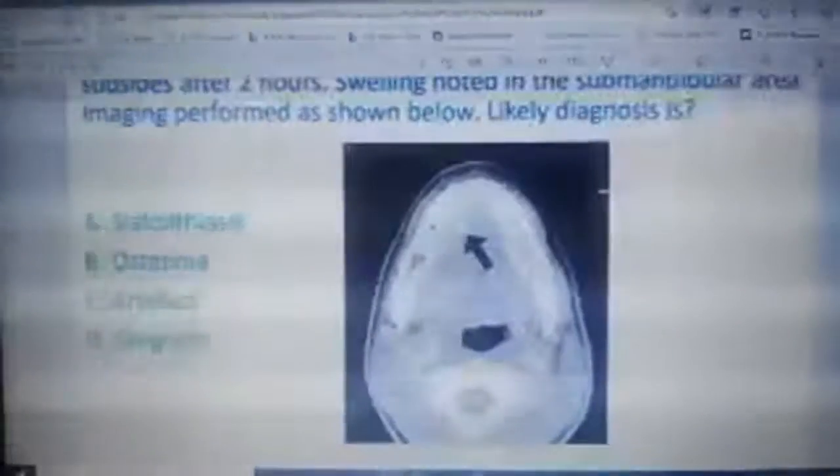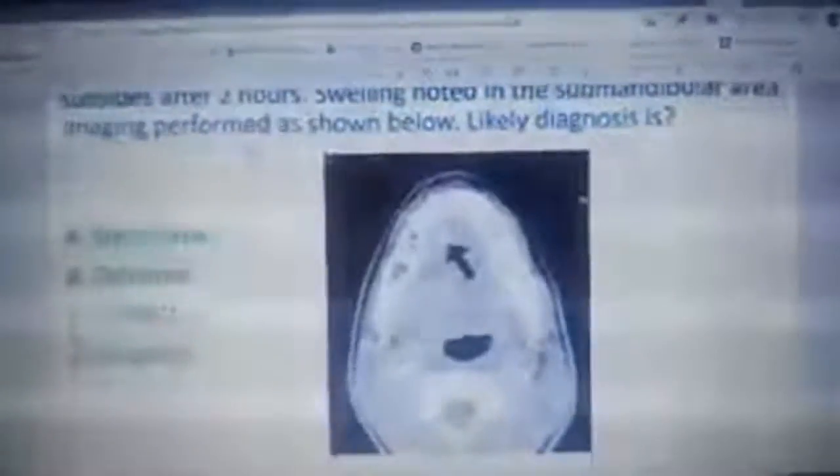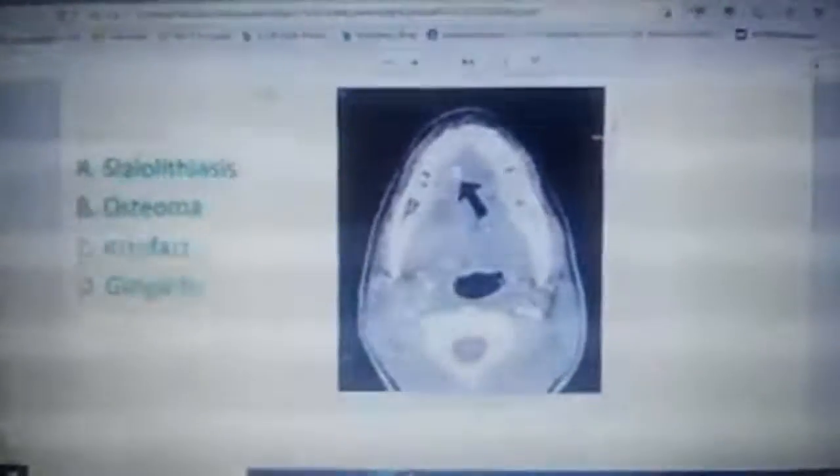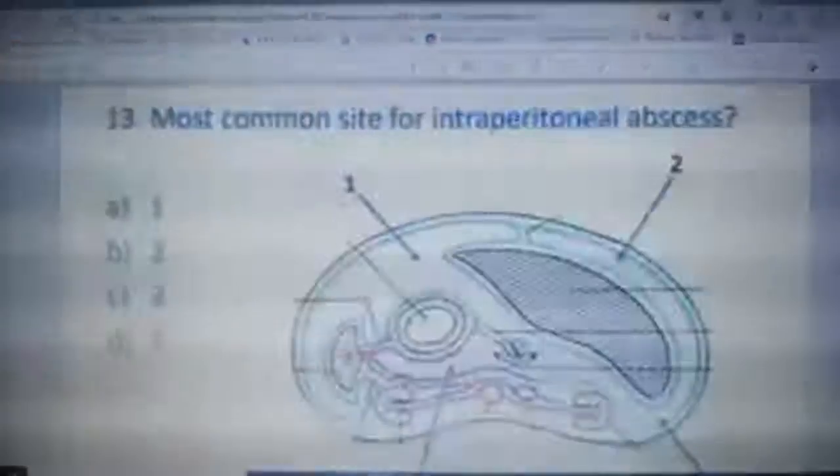It is not an osteoma because it is not present around the mandible, and it is not an artifact or gingivitis. It is a submandibular glandular obstruction which is present as a stone. So it is called sialolithiasis, and we already discussed this in our ENT recalls.